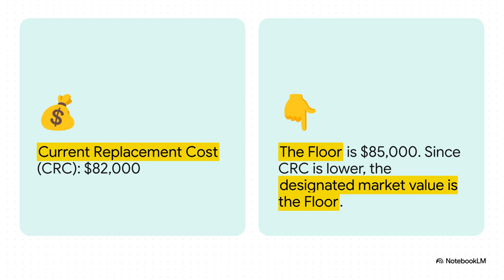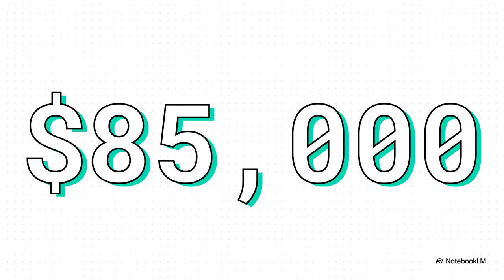Now it's time for the Goldilocks test. Our current replacement cost is $82,000. Is that above our $90,000 ceiling? Nope. Okay, so is it below our $85,000 floor? Yes, it is. It's too low. So our designated market value has to be the floor. And there we have it, $85,000. This is the number we're going to use as our market value. See how we didn't use the $82,000 replacement cost? The floor rule stepped in and kept the value from dropping too far.